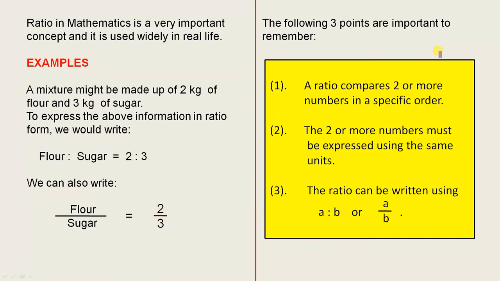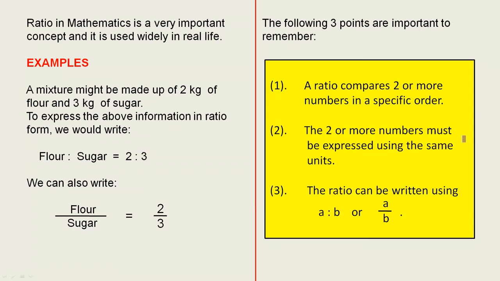The following 3 points are important to remember. Number 1, a ratio compares 2 or more numbers in a specific order. Here we have flour is to sugar equals 2 is to 3. The specific order is flour is first, that represents the 2. Sugar is second, that represents the 3. Remember, 2 kilograms, 3 kilograms. We don't write the kilograms because the units are the same.